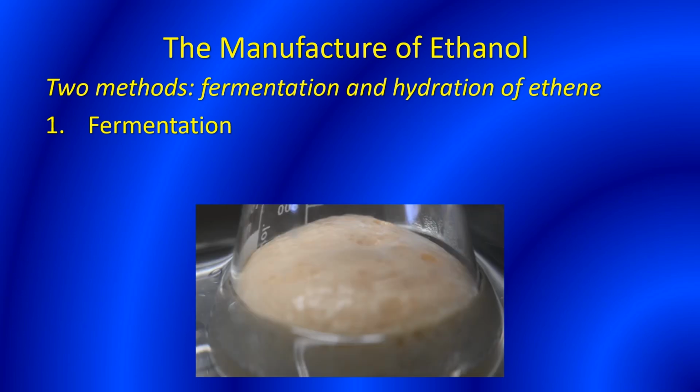And then finally, to obtain the ethanol from the sugar and yeast solution, you need to do fractional distillation to separate the ethanol, which has a lower boiling point than the water, and to get that pure ethanol.